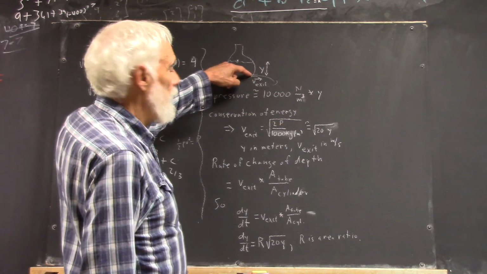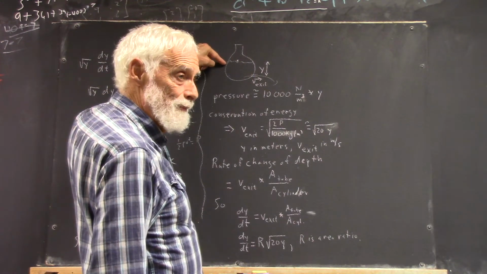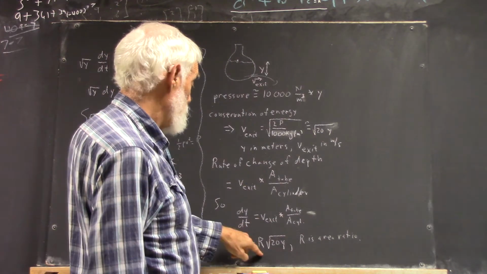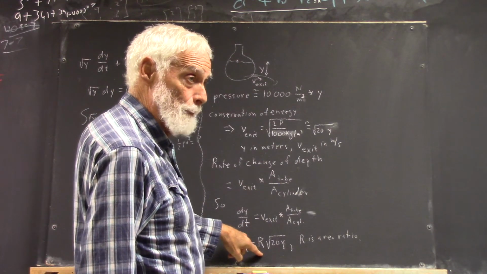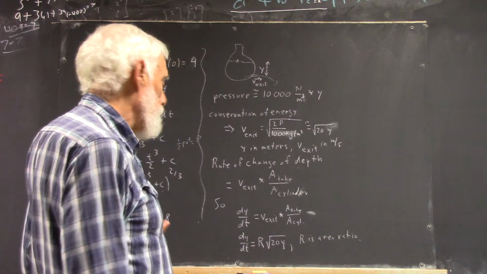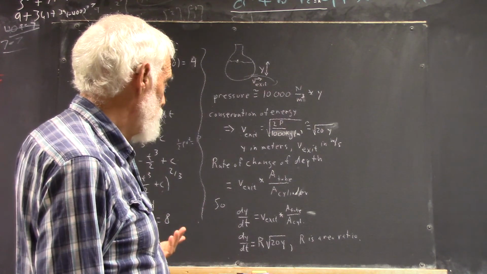So if this tube has 1/1000th the cross-sectional area of the cylinder, that's R = 0.001. Okay? That's a separable equation. So, solve it.